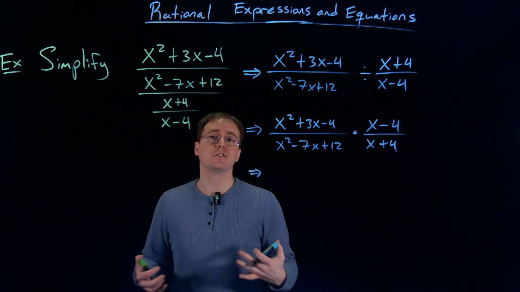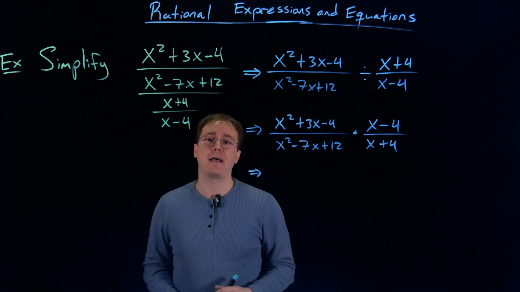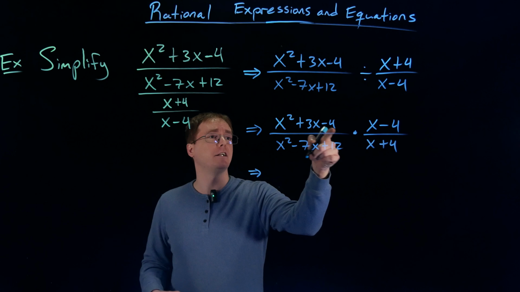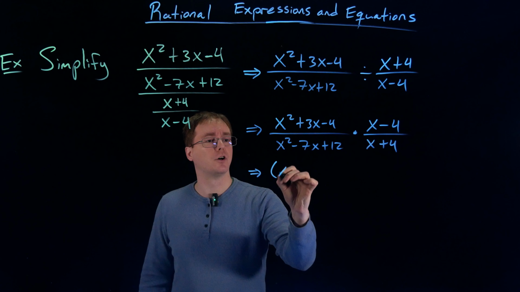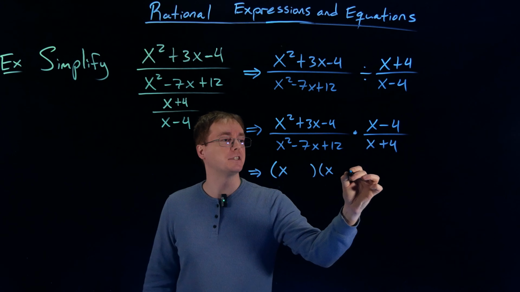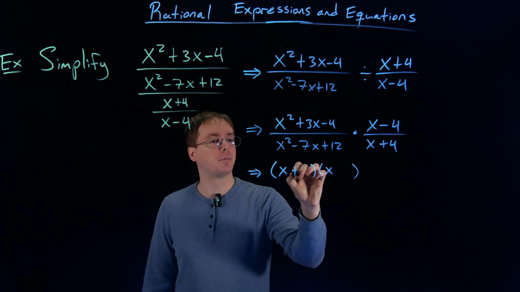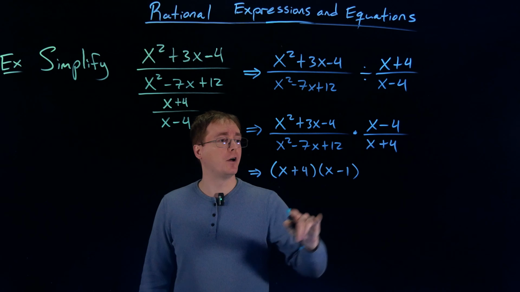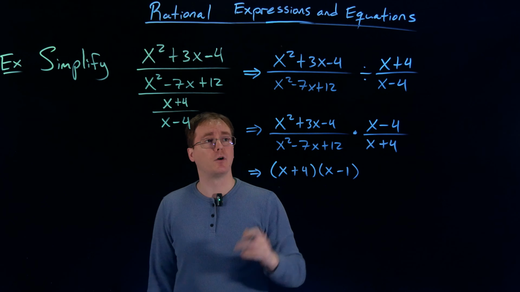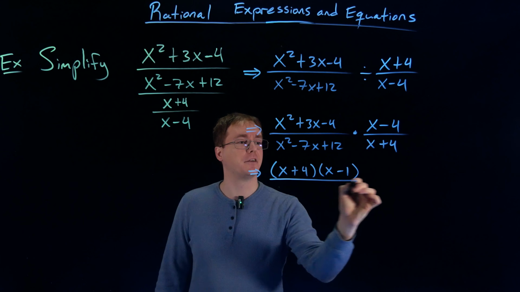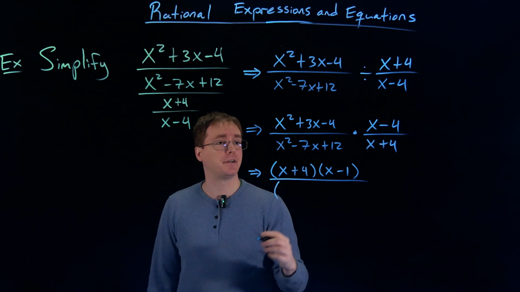And so in order to do that and simplify our result, we have to factor everything as much as possible and see if any common factors can be canceled out. So let's go ahead and try to factor that first numerator, x squared plus 3x minus 4. What two numbers multiply together to give us negative 4 and add together to give us positive 3? Well, that'll be positive 4 and negative 1. 4 times negative 1 gives us negative 4, and 4 plus negative 1 gives us positive 3. So we've got that numerator factored. What about this denominator? How do we factor x squared minus 7x plus 12?